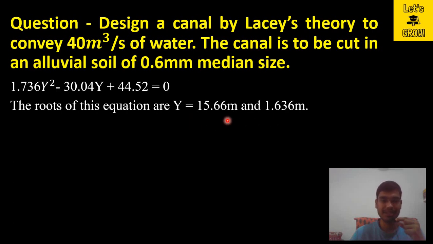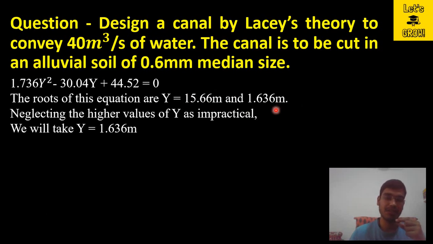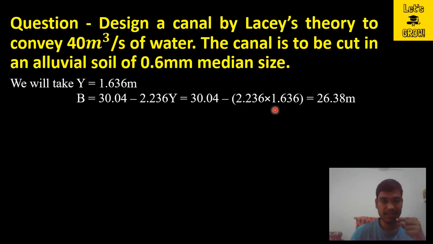The first root is equal to 15.66 meter and the second root is 1.636 meter. Obviously if you look at the first root, 15 meter, the depth of flow in a canal cannot be that great, equal to 15 meters. So this is an impractical value and you can't use it. You have to go for the second value because the higher value of y is impractical. You can't excavate a canal having a water depth such as 15 meter. It is very high. So you will go with the second one, and we will take the value of y, the depth of flow, as 1.636 meter.